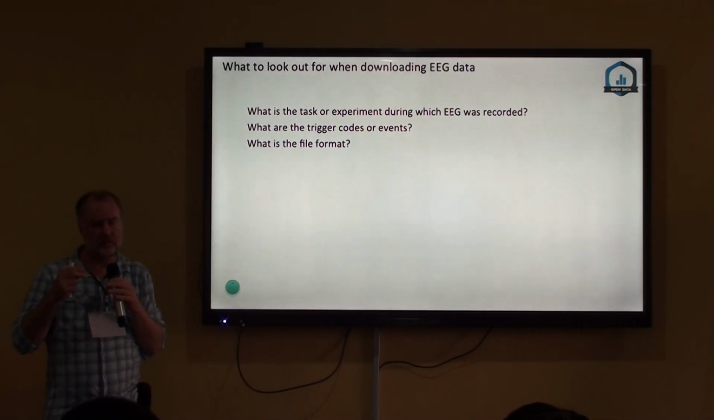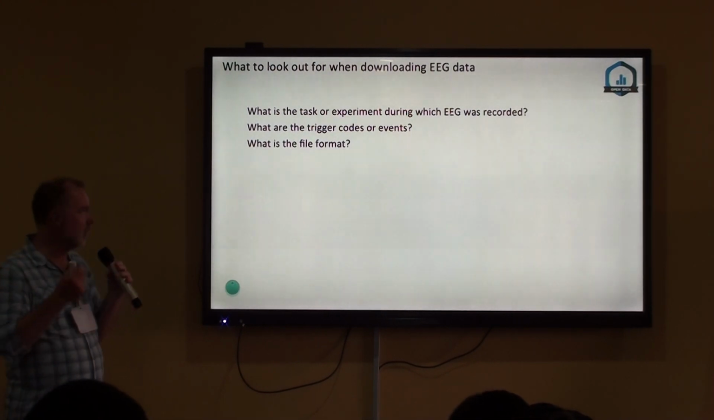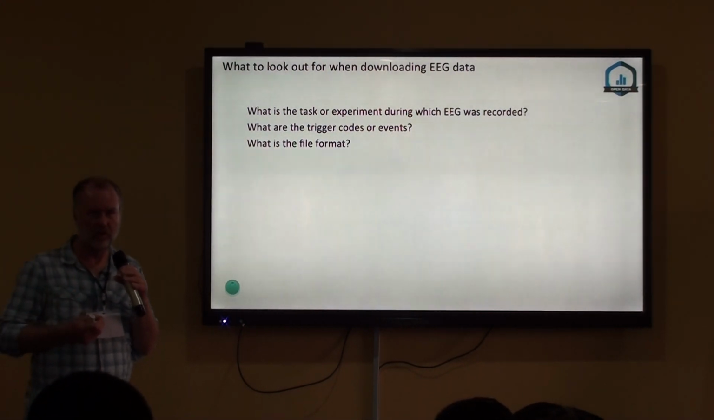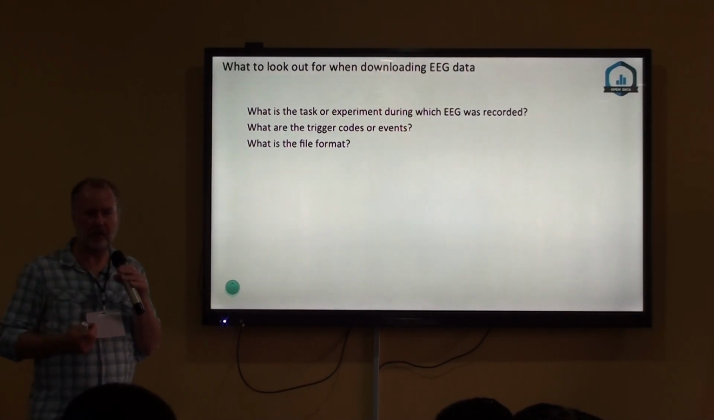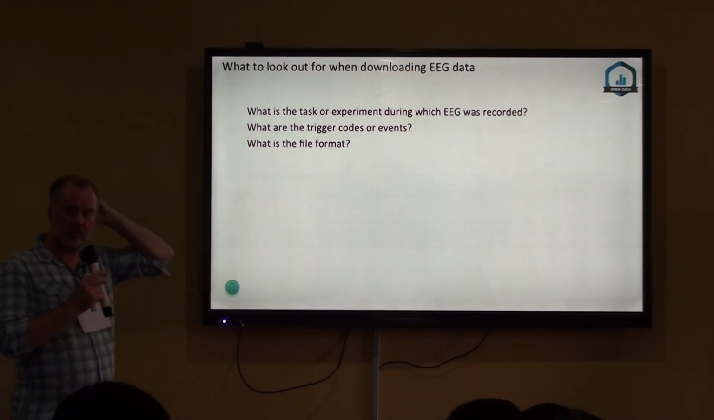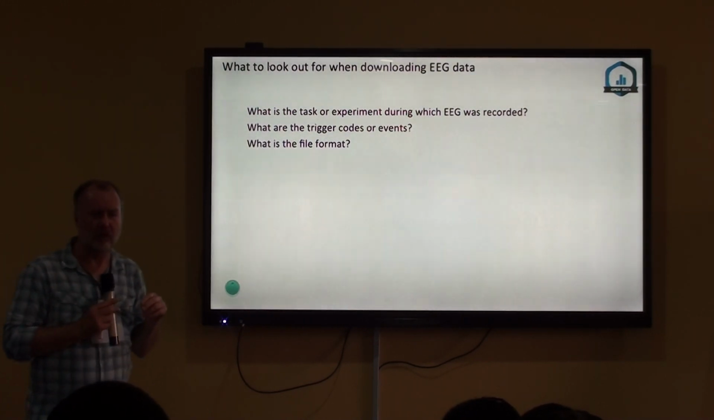Okay, so imagine that you found a data set that you find interesting and you download it. Then there's a number of things that you have to look out for. What you've seen in the last 3 days is that there's a lot of details in the recording and in the experimental task. So you have to know what is the task or the experiment during which the EEG was recorded. What are the trigger codes that we use?